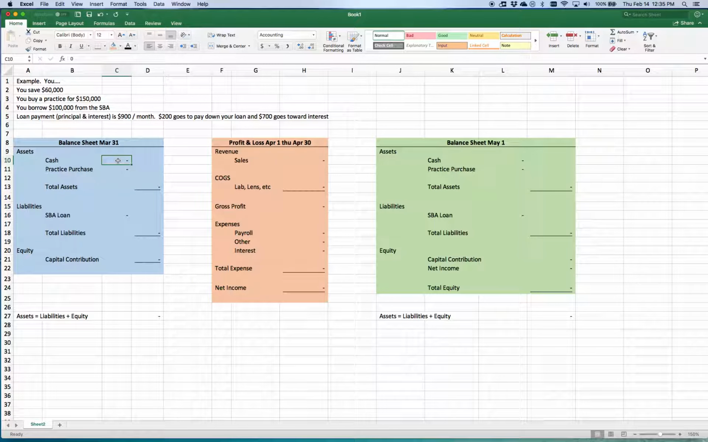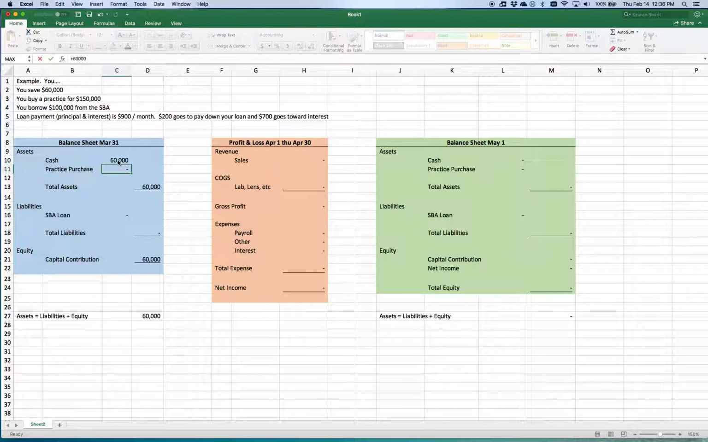Well, what happens is you started out with $60,000 in cash, and you wanted to purchase a practice for $150,000. So that is an asset that you now have, which is a practice worth $150,000. You can see I've recorded these two transactions here, but we still have our liability section that we need to take into consideration. We know that we owe the bank $100,000, so we're going to put $100,000 in there.